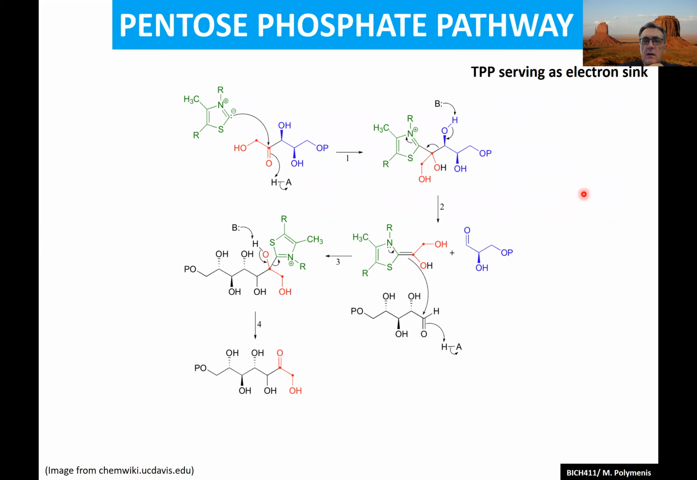The only thing to remind you from this point is that transketolase uses TPP, which again serves as an electron sink. We have seen this several times already. Again, this is the reaction we have done on the board, exactly the same thing. And why do we need TPP again as an electron sink? To stabilize the carbanion that is forming in the reaction.